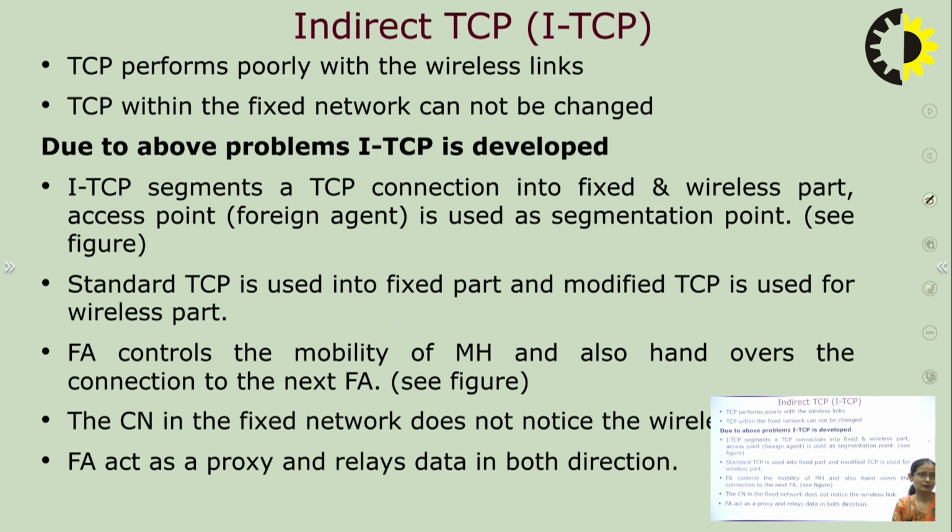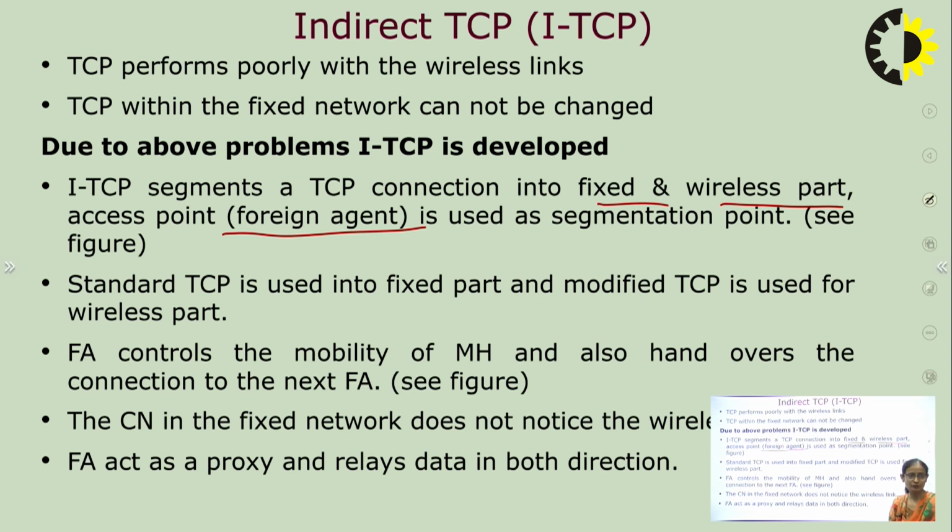So let's start with the first one, that is indirect TCP. We are aware that classical TCP performs poorly with the wireless link. So TCP within the fixed network cannot be changed. Due to the above problems, I-TCP was developed. I-TCP segments a TCP connection into two parts, one for the fixed part and another for the wireless part. The access point, that is our foreign agent, is used as the segmentation point. The standard TCP is used in the fixed part, whereas a modified version is used for the wireless part.